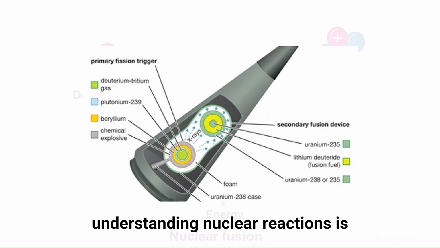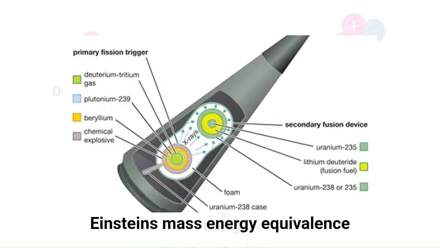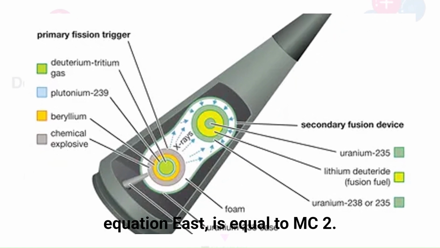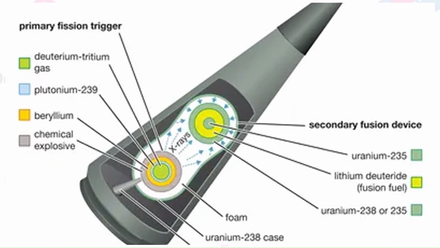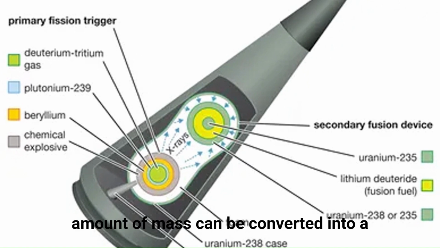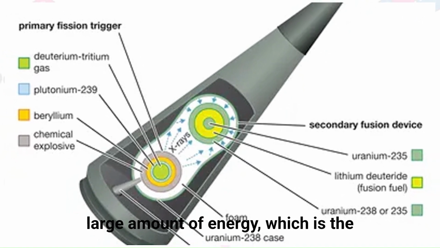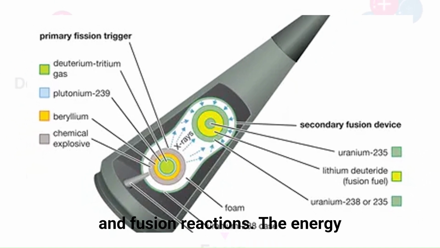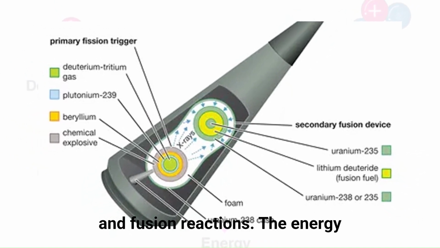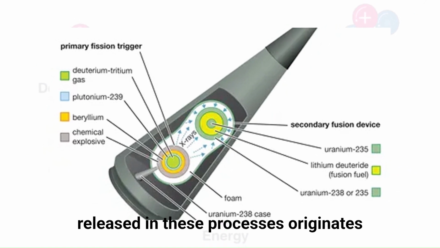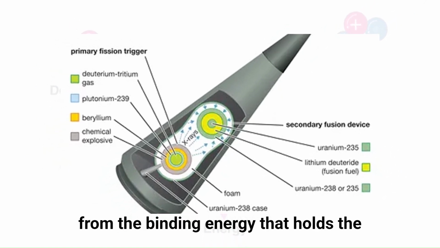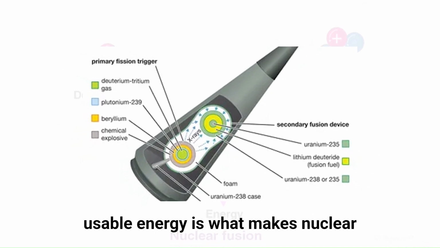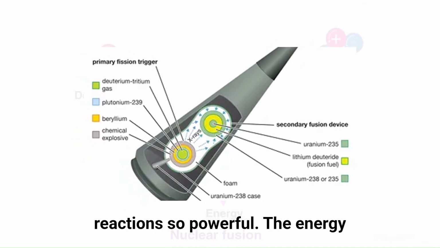A crucial aspect of understanding nuclear reactions is Einstein's mass-energy equivalence principle, represented by the famous equation E equals mc². This equation explains that a small amount of mass can be converted into a large amount of energy, which is the fundamental principle behind both fission and fusion reactions. The energy released in these processes originates from the binding energy that holds the nucleus together, and its conversion into usable energy is what makes nuclear reactions so powerful.